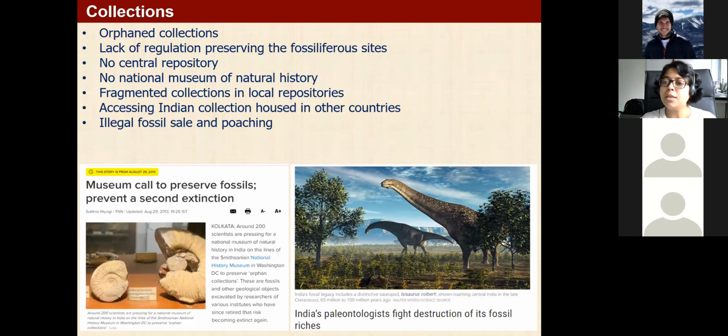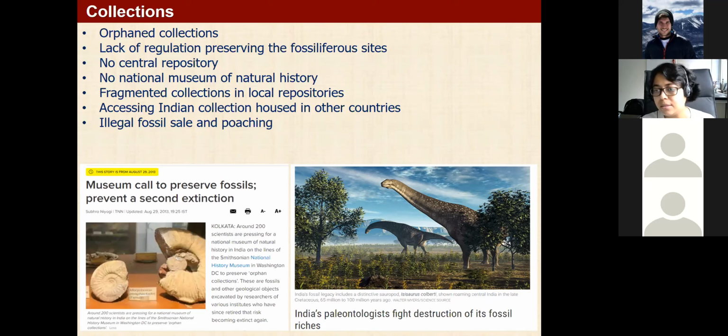Second problem is that personal collections of academicians are generally not well preserved, especially after the academician retires. Those are the orphan collections. Often they are thrown away or just boxed up in a tiny dingy place which nobody has any information about. There is a lack of regulation preserving fossil sites. There is no central repository and no National Museum of Natural History. There are fragmented collections in local repositories, and it's very hard to search them. But the most important thing is many of the Indian collections are housed in other countries, and it's extremely difficult to access them. I'll elaborate on it in the next few minutes, on why that is.